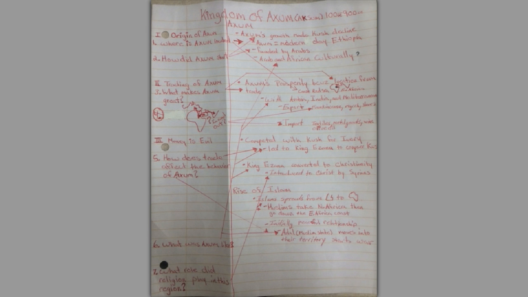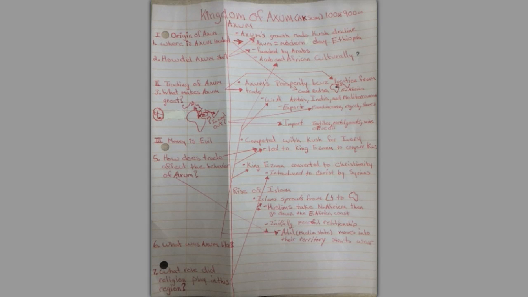After that, underneath that, I have, how did Axum start? And from there I also have two arrows as well. One that says Axum grows from the decline of Kush, and then also Axum is founded by Arabs. So those are two answers that help us answer our question.